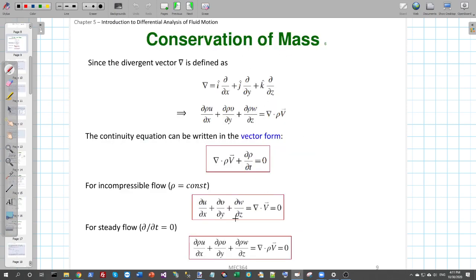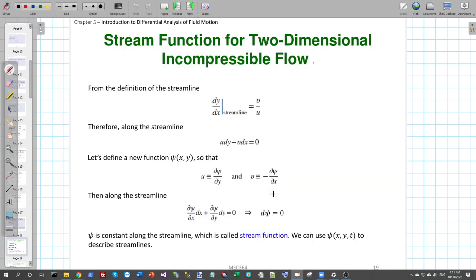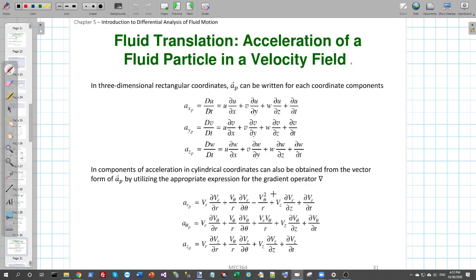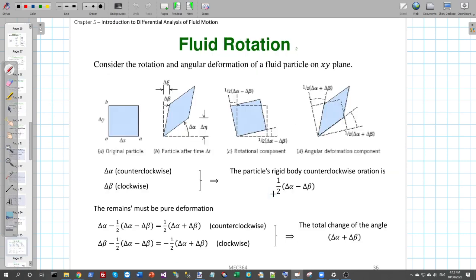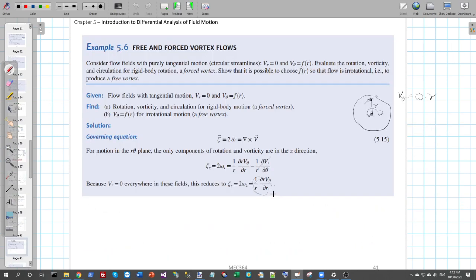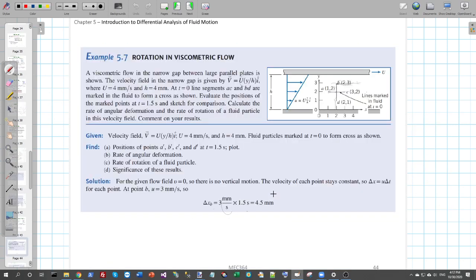This is conservation of mass. For incompressible flow we have this one. This is what we have from the definition. We also call this the rate of dilation, right? So this conclusion we get here agrees with the mass conservation equation we got for incompressible flow.